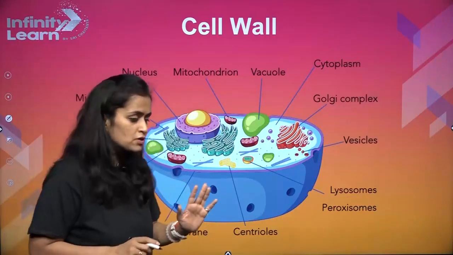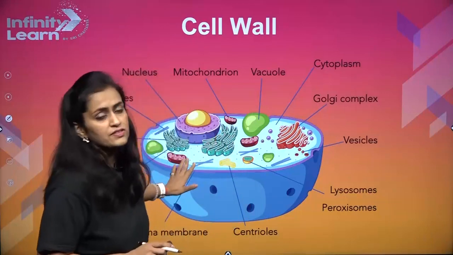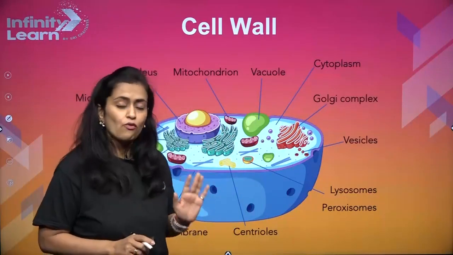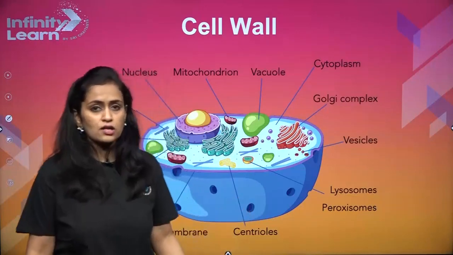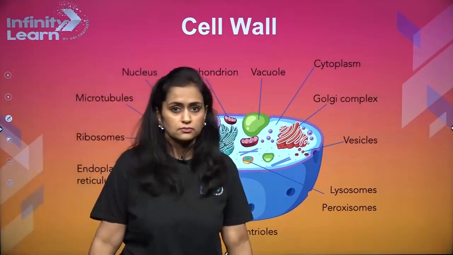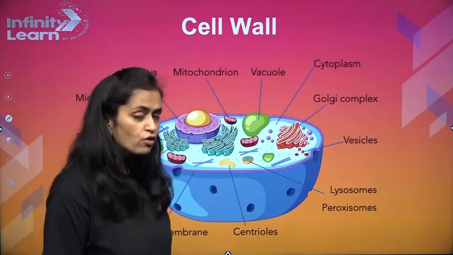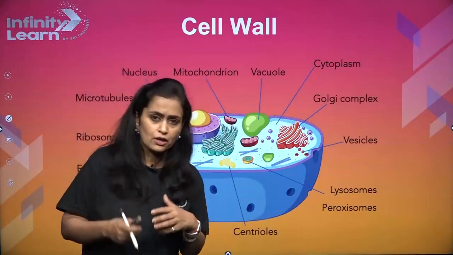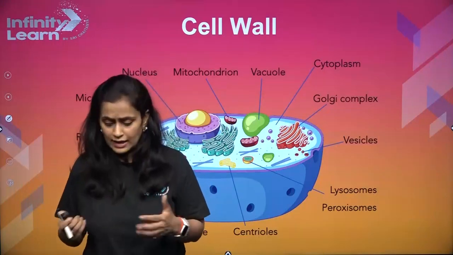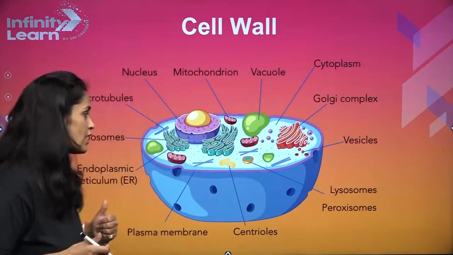So all animals, we do not have cell wall. For some obvious reason, we need flexibility, right? If cell wall is there, we cannot walk or move like trees. So we have to have this flexibility so that we can locomote and do our daily activities, right? That's why we do not have cell wall over here.